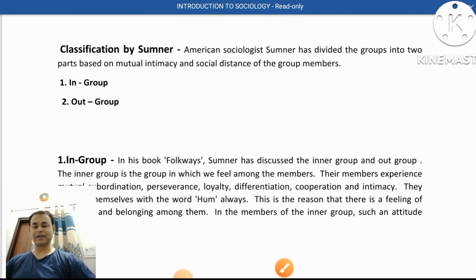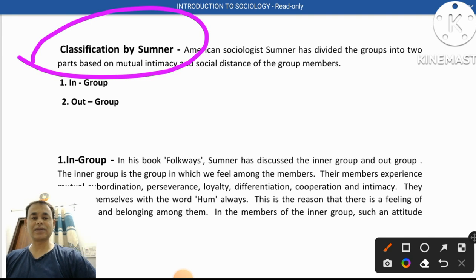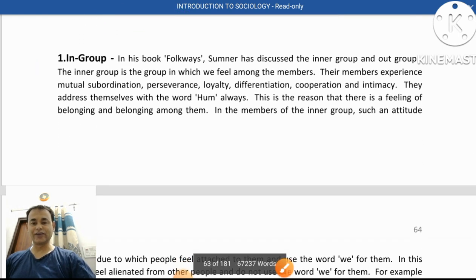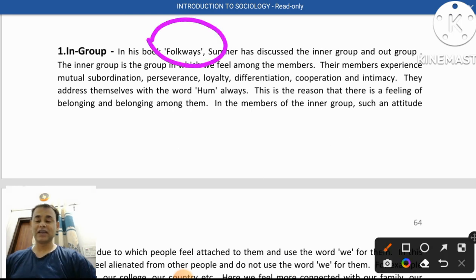Classification by Sumner. Sumner is also very important. American sociologist Sumner divided the group into two parts, in-group and out-group. It is very important. In his very popular book, Folkways, Sumner discusses the in-group and out-group.